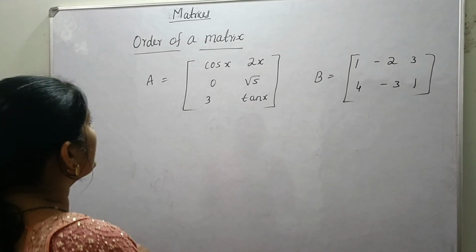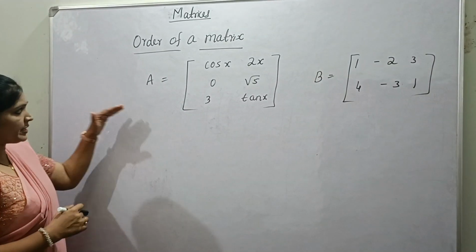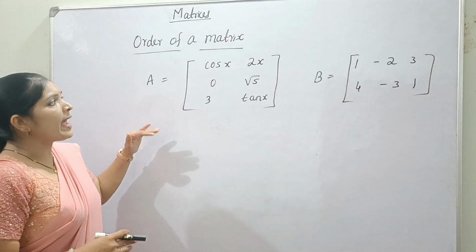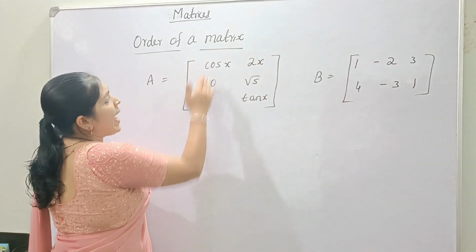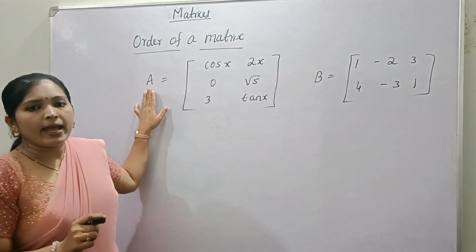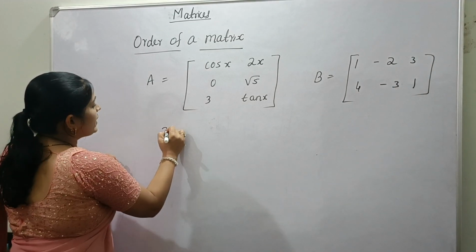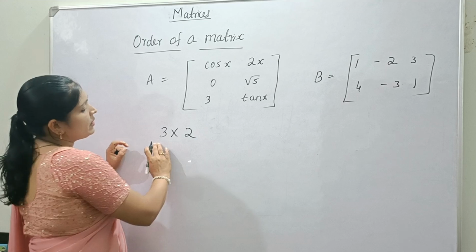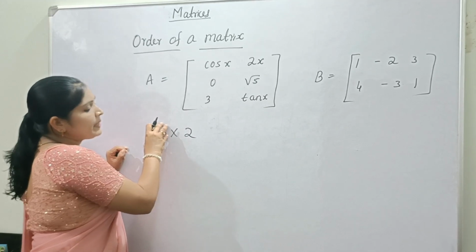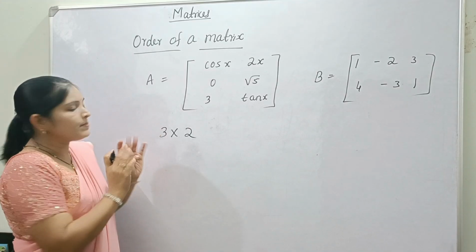Next we will study the order of a matrix. Let us consider these examples. First example, matrix A is equal to cos x, 2x, 0, root 5, 3, tan x. This matrix A has 3 rows and 2 columns, right? Therefore, we call this matrix A a matrix of order 3 by 2. We read it as 3 by 2: 3 rows and 2 columns. The first number represents the number of rows. Rows come first.